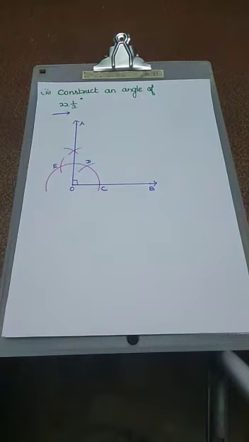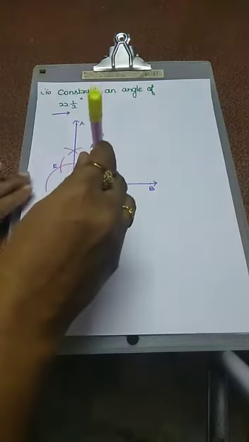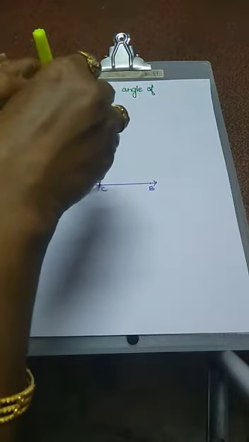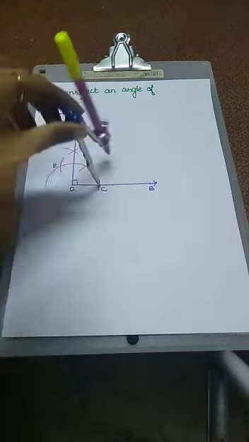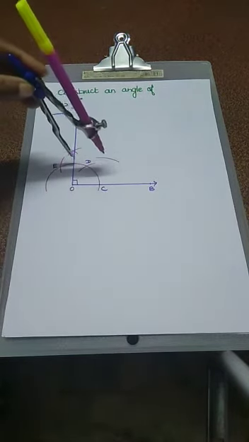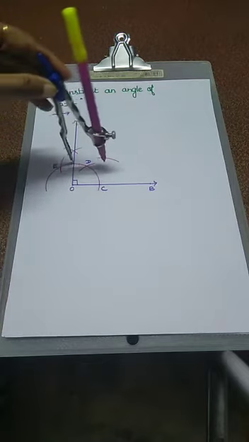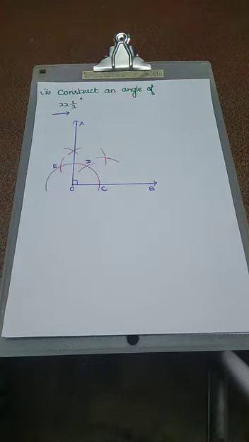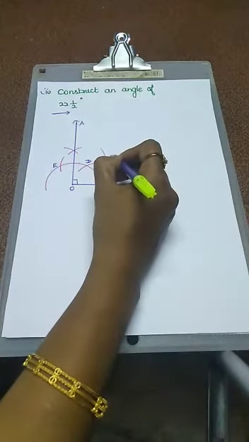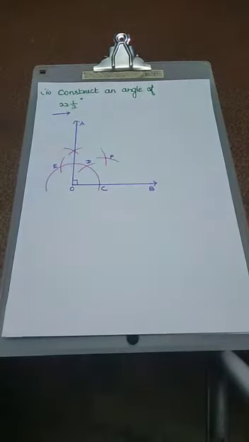First we have to draw 90-degree, then we have to draw 45-degree. We have to choose more than half value for this arc. With C as center, draw one arc. With another center, we have to draw another arc. These two arcs meet at one point, and we name it F. Now join OF.